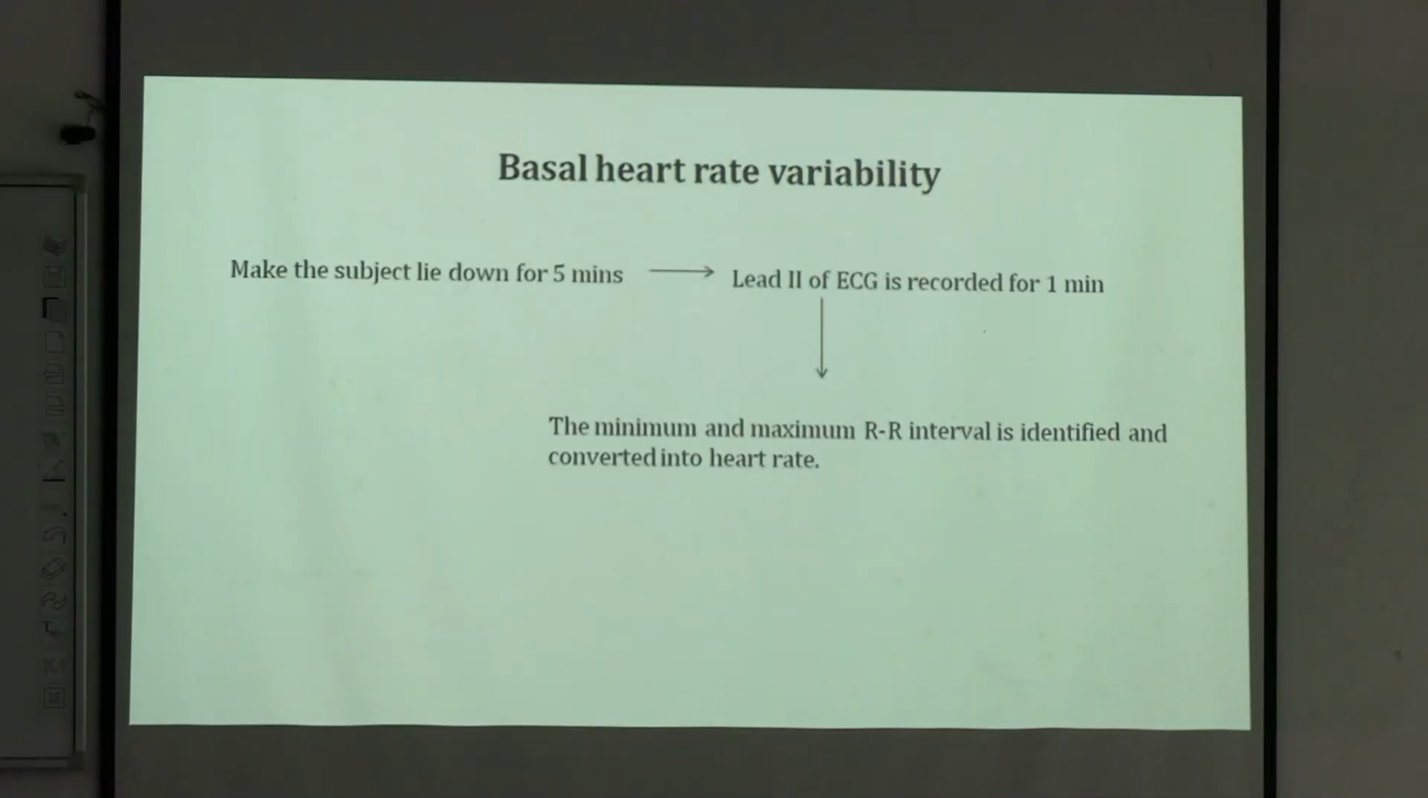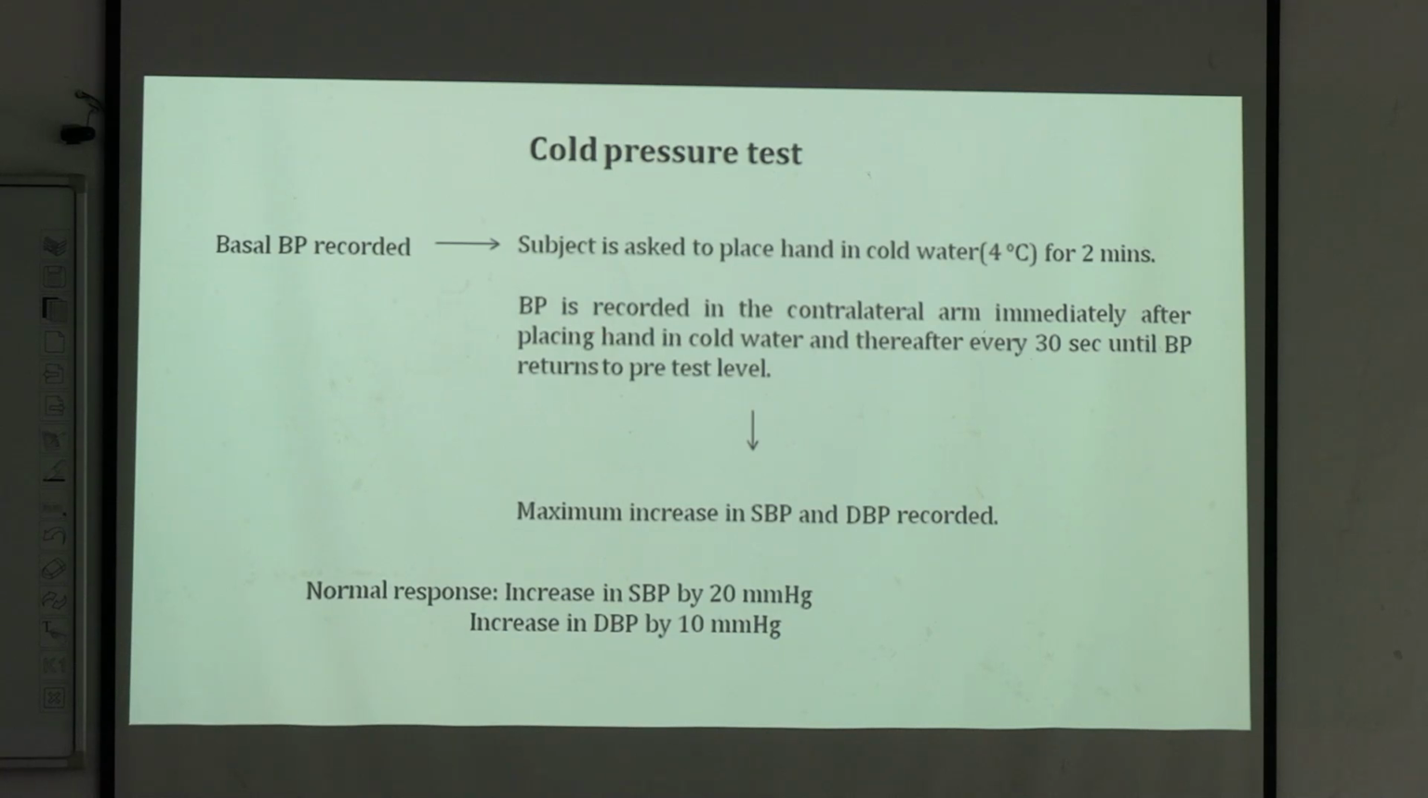Now, the cold pressure test. Again, it is an easy test. First, you will measure the baseline blood pressure. The subject is asked to place the hand in cold water of 4 degrees centigrade for 2 minutes. The hand that you put in cold water, you have to measure blood pressure in the other hand, right? Now, blood pressure is recorded in the contralateral arm immediately after placing the hand in cold water, and thereafter every 30 seconds until blood pressure returns to the pre-test level, the basal level, right?